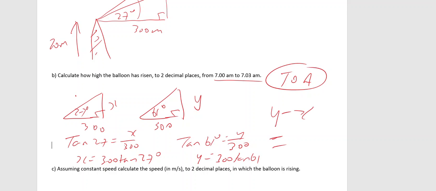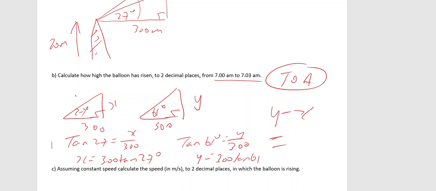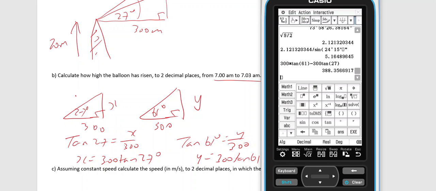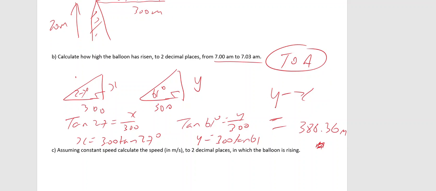I'm going to do it in one step so I don't have to do a gazillion working steps. So you just go 300 times tan 61 minus 310.27, and I get 388.36. So 388.36 meters. Okay, meters here. I'm pretty sure it's in meters.